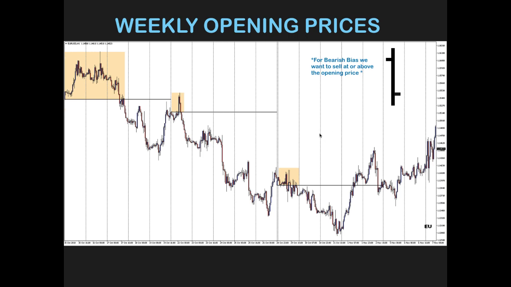Now, when the monthly is showing bullish action, then we want to see weekly price action showing the same direction, obviously. And when the charts line up, the monthly and the weekly, that's when you're going to get your big explosive moves. Now, that's not to say that when the monthly is bullish, you're going to see the weekly also bullish all the time, right?